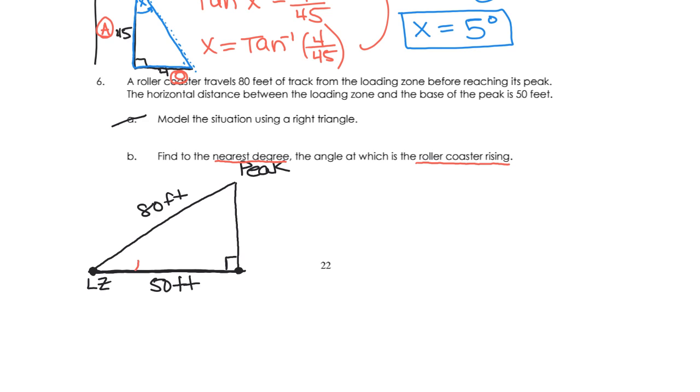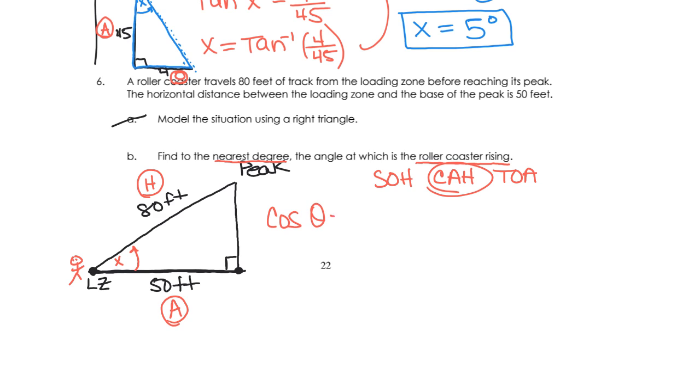The roller coaster is rising here, and so we're going to call that our angle. Based on reading from that angle, 80 is my hypotenuse because it's across from the right angle, and 50 is my adjacent. A and H. So let's say some old horse caught another horse taking oats away. A and H make the cosine trig function. Write down the formula: cosine theta equals A over H. Then we replace.